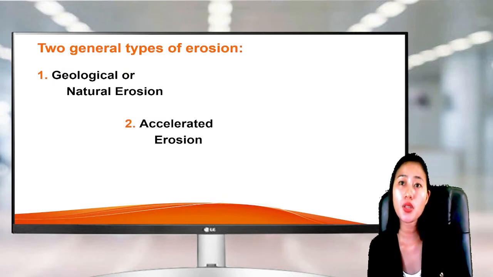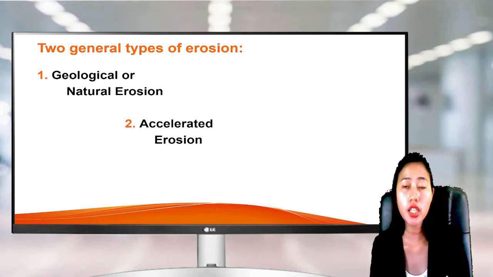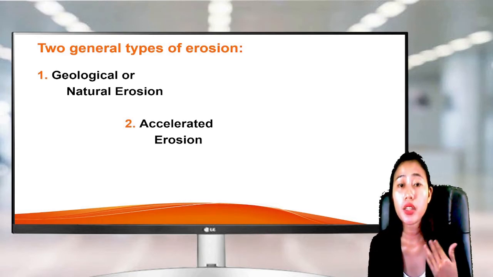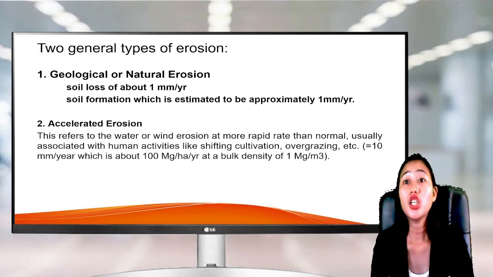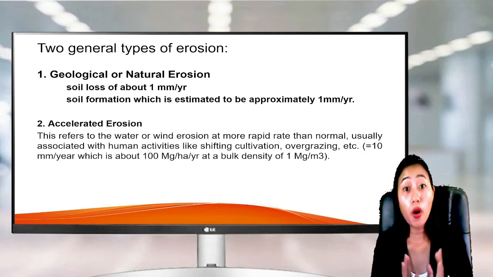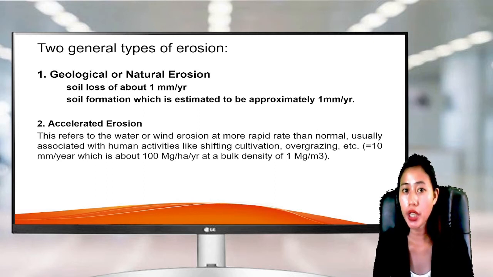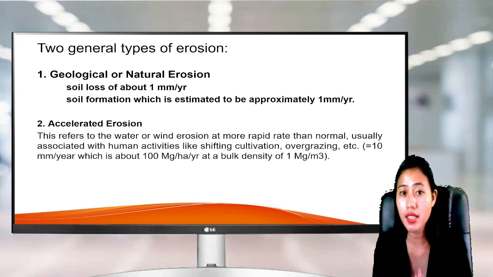Next are the two general types of soil erosion: the geological or natural erosion and the accelerated erosion. Geological or natural erosion is soil erosion that is unaffected by human activities, while accelerated erosion is affected by human activities. According to research, soil loss under geological erosion is about 1 mm per year, fairly matched to the soil formation, which is estimated to be approximately 1 mm per year. Geologic erosion is a slow process, so it is better than accelerated erosion.